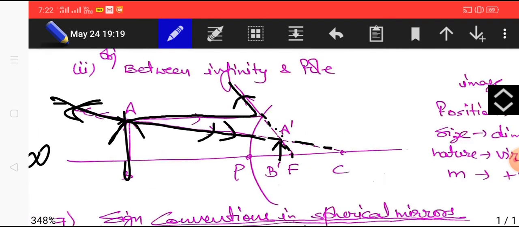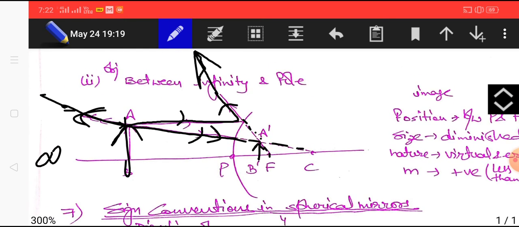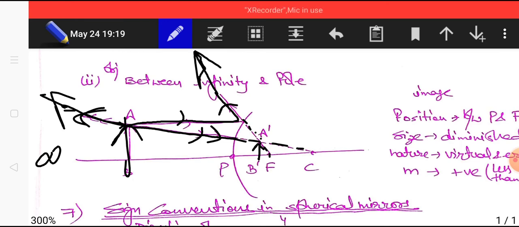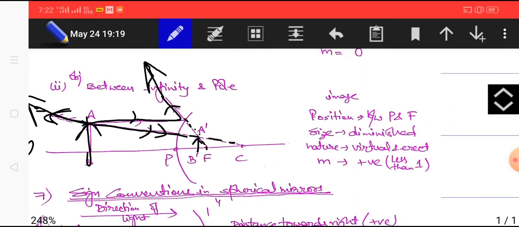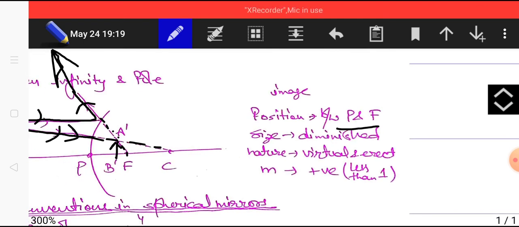Virtual because rays of light are not actually meeting. Rays of light appear to meet. In actual, rays of light are reflected and divergent. They will never meet. So they appear to meet at this point between pole and focus. So the position of the image formed in the second case is always between pole and focus.